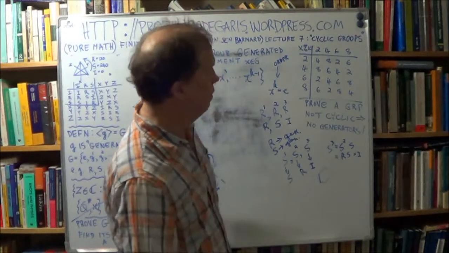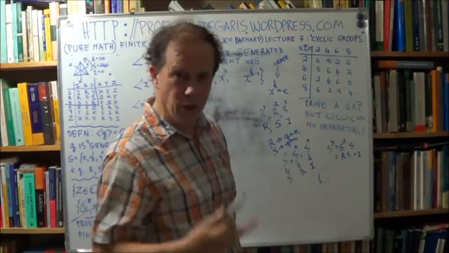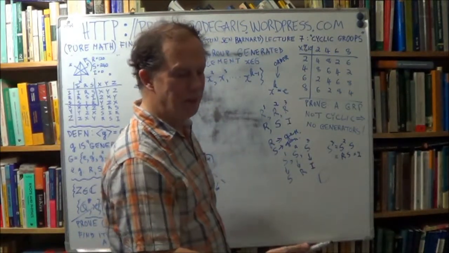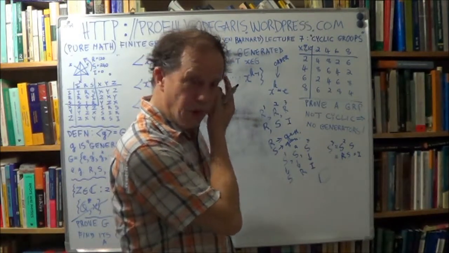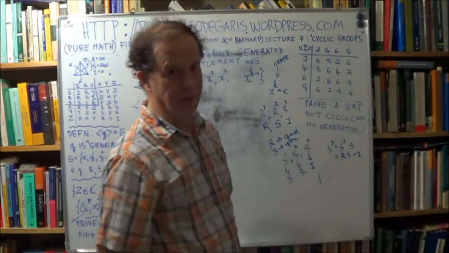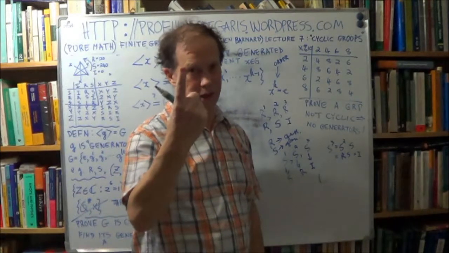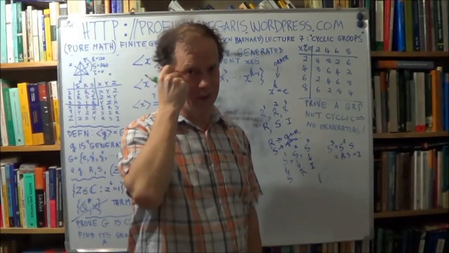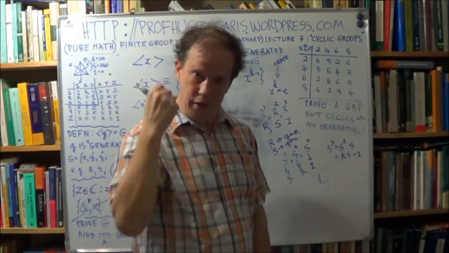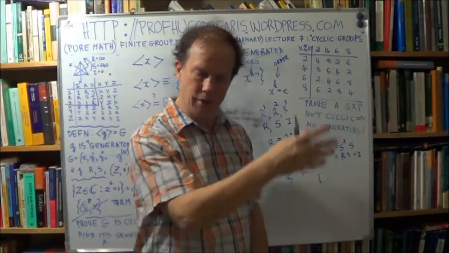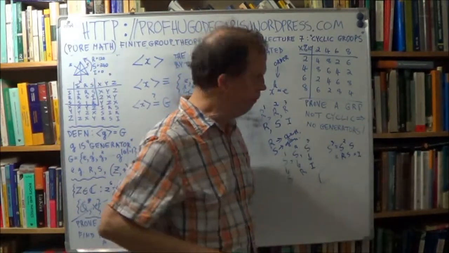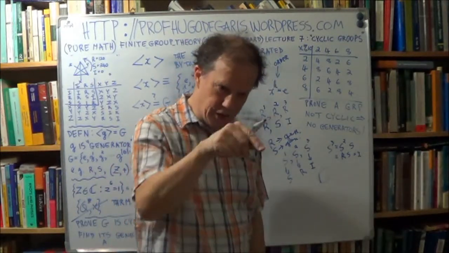Okay, so often trying to prove that a group is not cyclic can involve more work than proving that it is cyclic. Because to prove that it is cyclic, you only have to find one element that's the generator, that can generate or create all the elements of the group just by little g to some integer power.